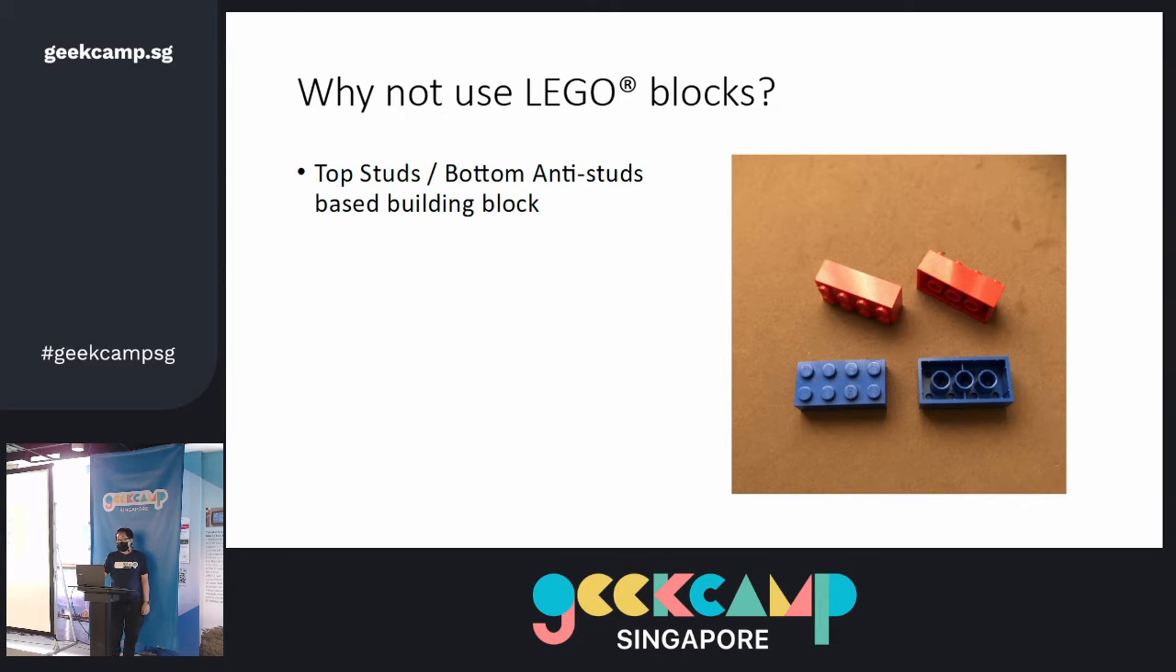This is an example of a perfect cube in Lego. It's 48 by 48 by 48 millimeters. But it's very big. It's 6 by 6 by 5, so it's about this big. Not a good way to design voxel-like sculptures.